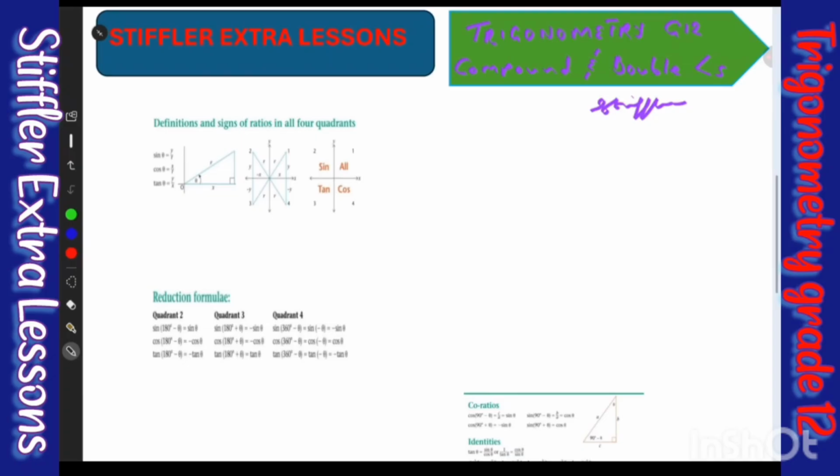So we started the year correctly, but unfortunately, at the beginning of the year we didn't start posting as yet, but now we have started with what you want. So today we are going to just start on trigonometry, grade 12. It means that we are going to do compound angles and double angles.